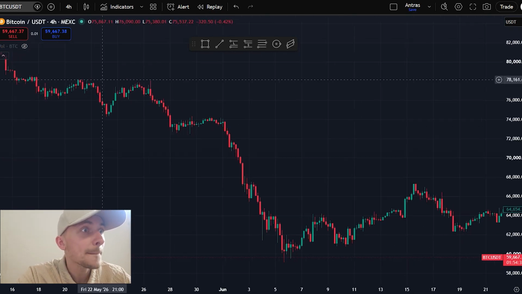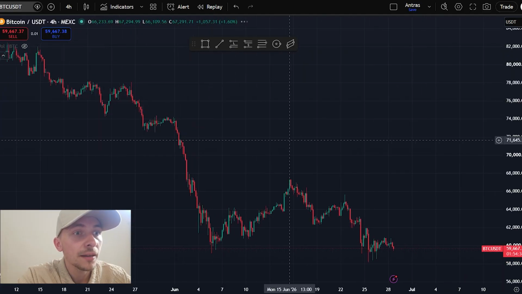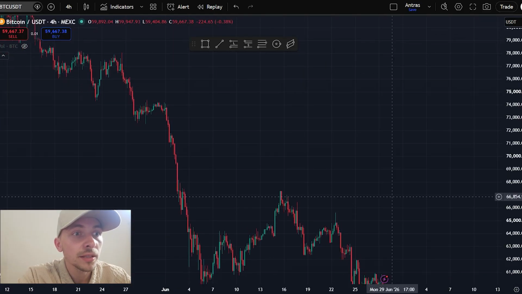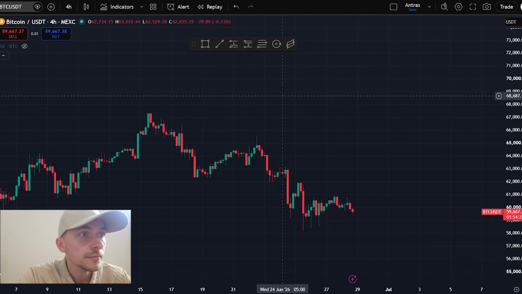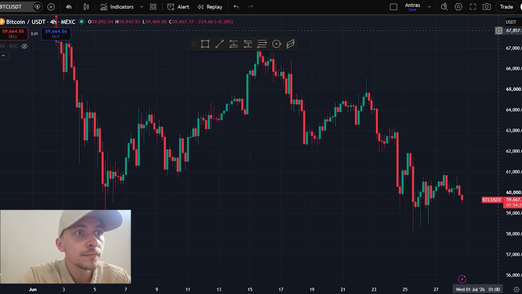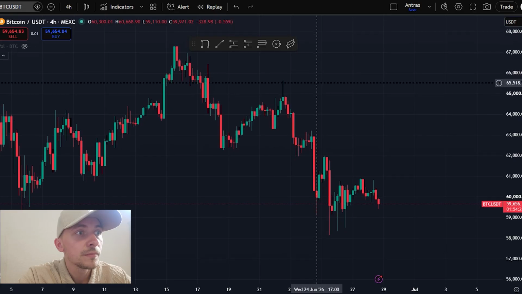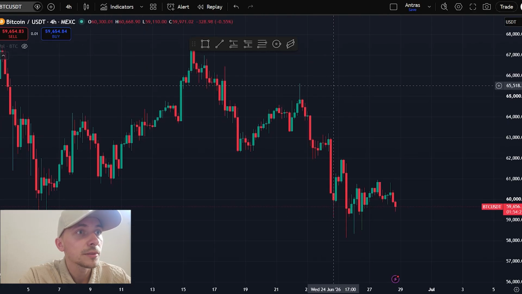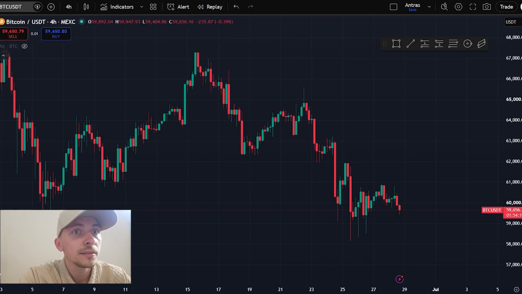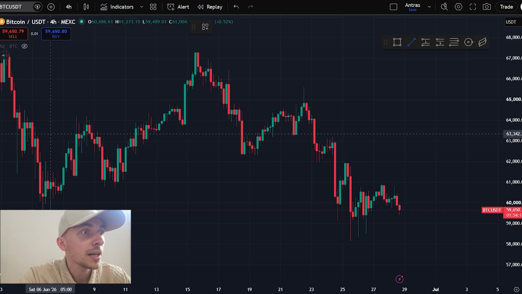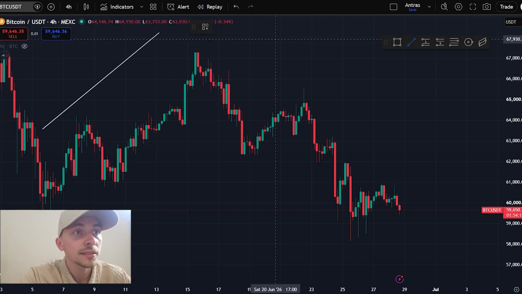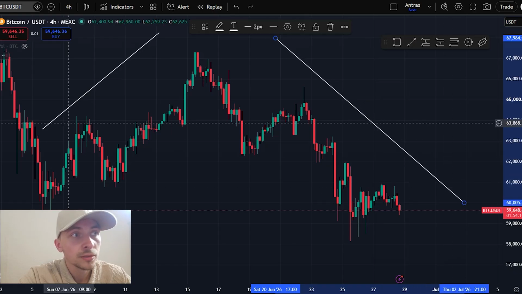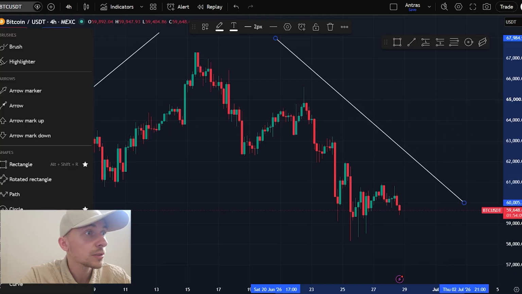Okay, we can try it here. You have an example, something like that. The market moved in the uptrend, and after that it started going down. So now let's try to draw it.